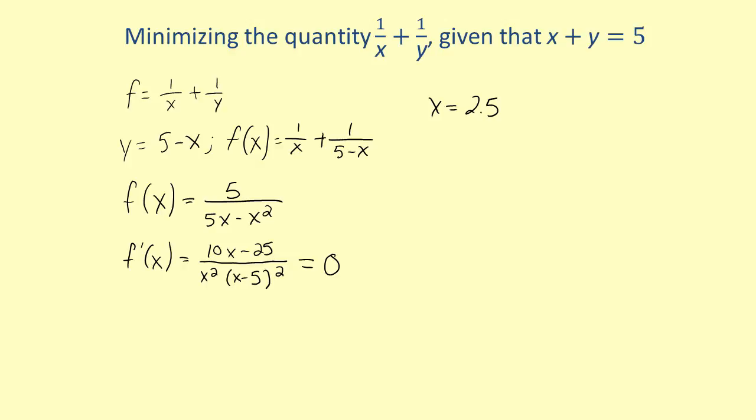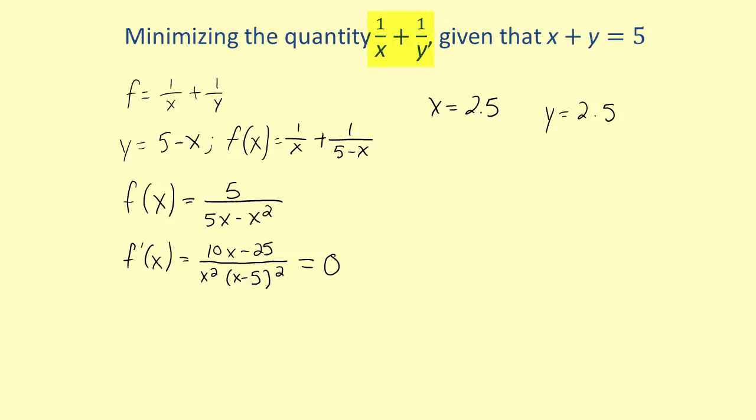We also need to know the y value for the minimization. To do this, substitute the x value we found into the equation x plus y equals 5. Substituting 2.5 for x and solving for y gives us y equals 2.5 as well. So, we know the values of x and y.